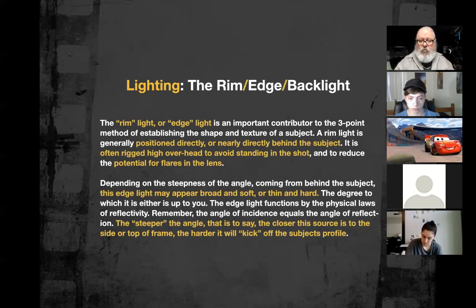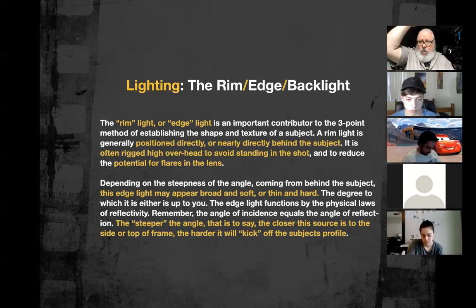Okay, a rim light is generally positioned directly or nearly directly behind the subject. It's often rigged up high overhead to avoid being seen in the shot and to reduce the potential for lens flares, because it's coming at a real steep angle that potentially could hit the front of the lens and cause a lot of flares and ghost images to appear in the image. Depending on the steepness of the angle coming from behind the subject, the edge light might appear broad and soft or thin and hard. The degree to which is up to you based on its true position.